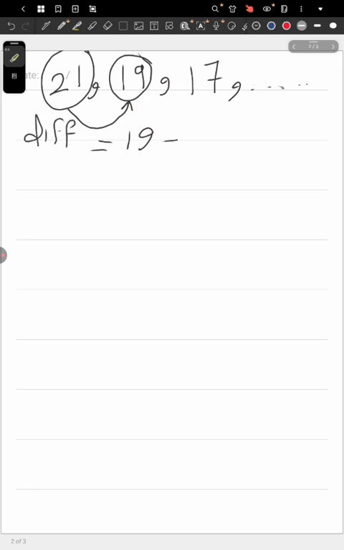The difference must be negative: 19 minus 21 equals negative 2, not positive. Why not positive? Because this is a decreasing sequence. Okay, that's right.